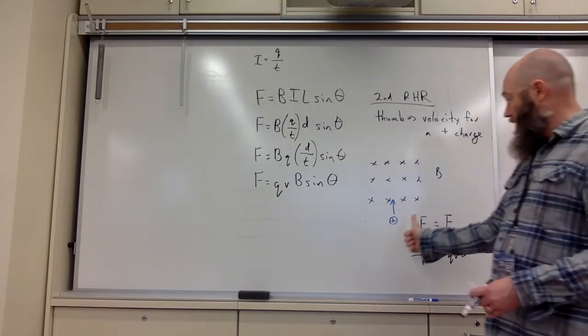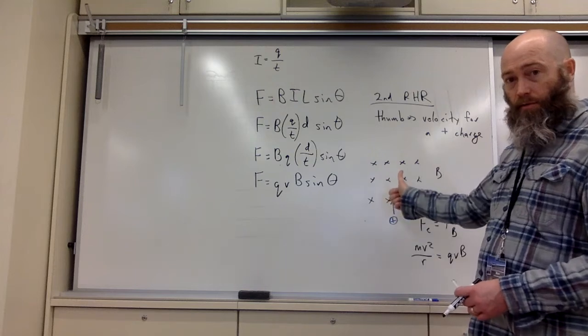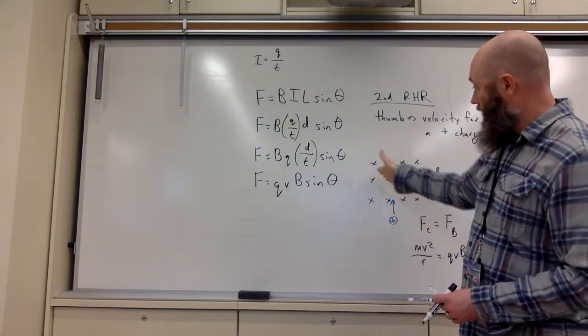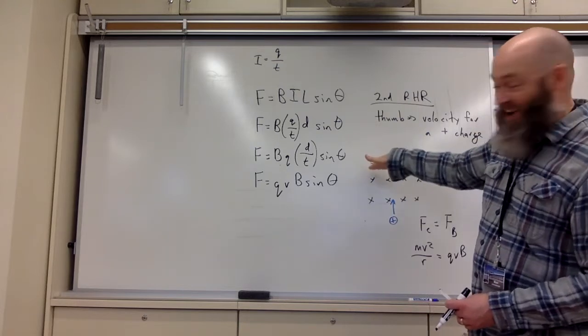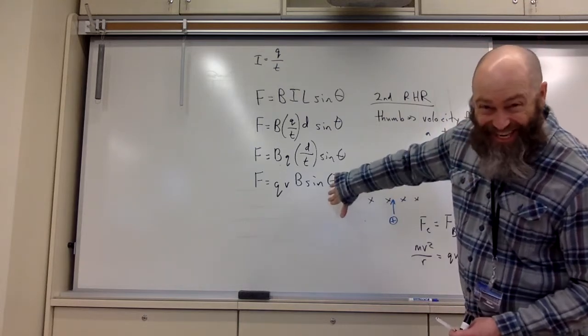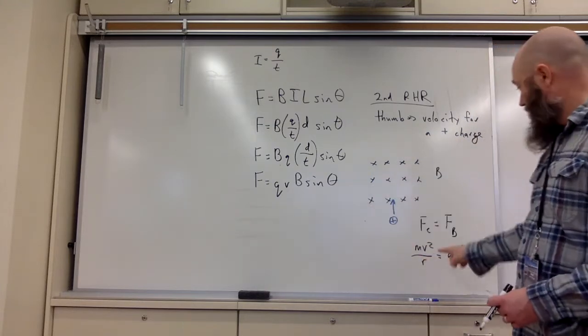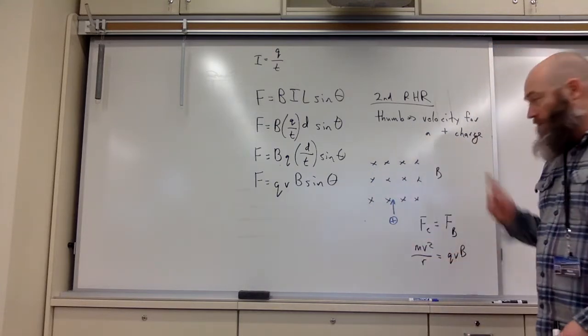Does everybody see the force, the velocity, and the magnetic field? The initial force is this way. Later on, it's going to go like this, so the force would be down this way. Later on, it's going to go like this. If it stays in the magnetic field, it's going to be this way. It's always towards the center. That's the centripetal force.